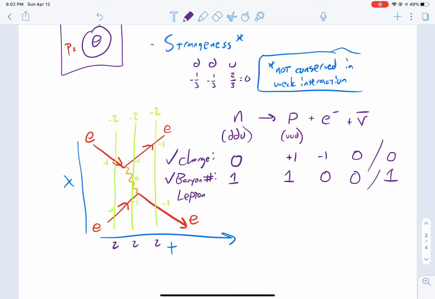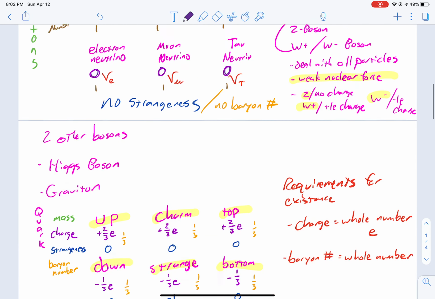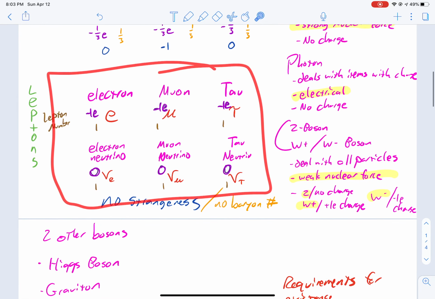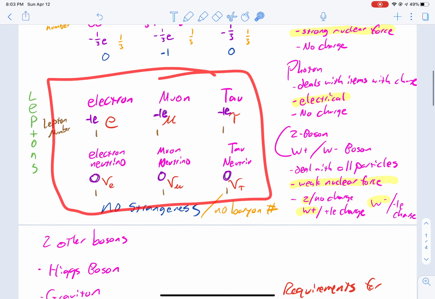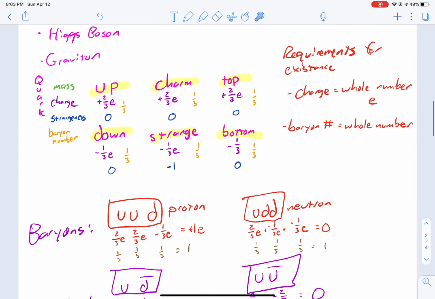Lepton number. Well, let's see. Neutron is not a lepton, so it has 0 as a lepton number. Proton, not a lepton. No leptons in it. Remember, lepton number is only for the leptons. Leptons, if you recall, are the electrons, muons, taus, and the neutrinos, that kind of thing. Just to remember, everything has a lepton number of 1 except for the antiparticles, which have a lepton number of -1.